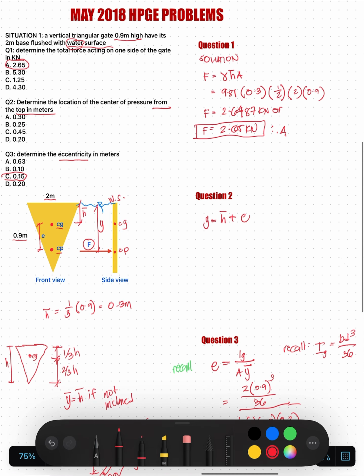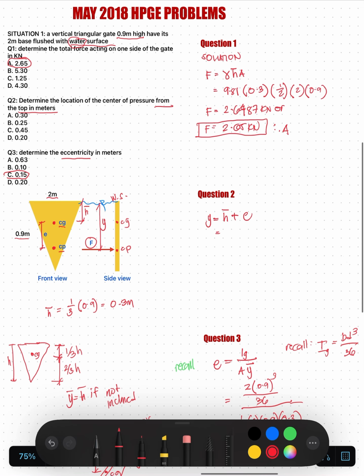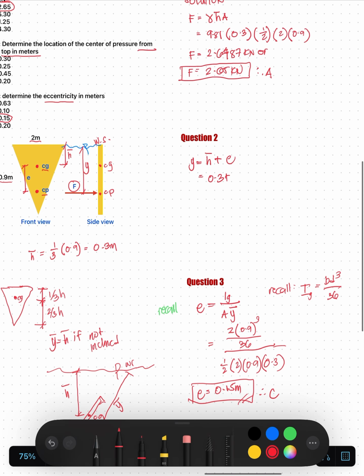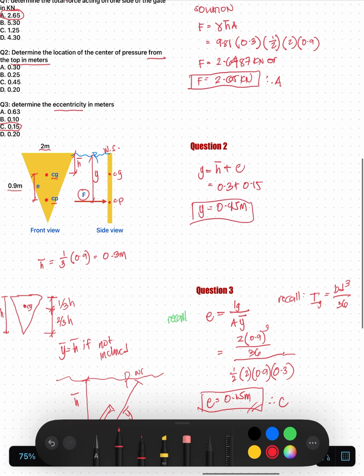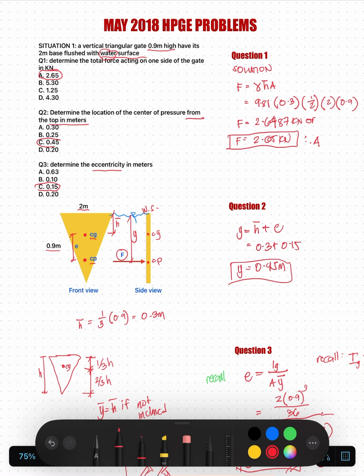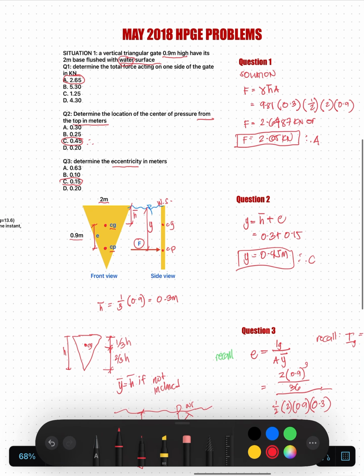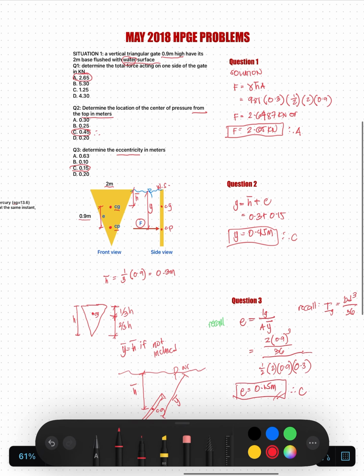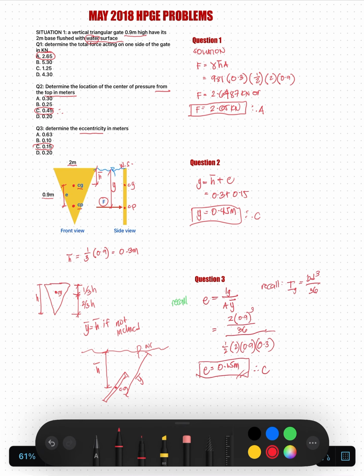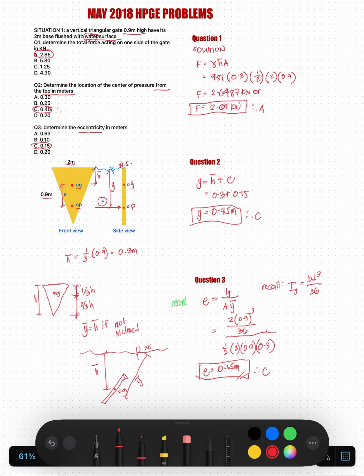Now for question number 2, going back, we can say that y, or the distance of center of pressure from the top, is barred h, or 0.3, plus the eccentricity, which is 0.15. So y is equal to 0.45 meter. From the choices, it is letter C. So that's it. You can now take a screenshot of our problem solution. Thank you very much.